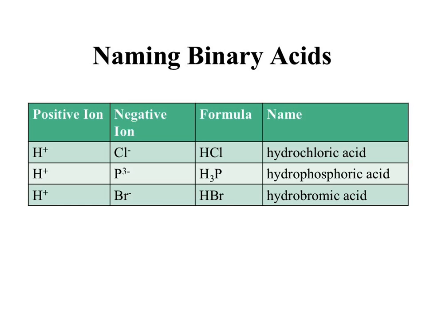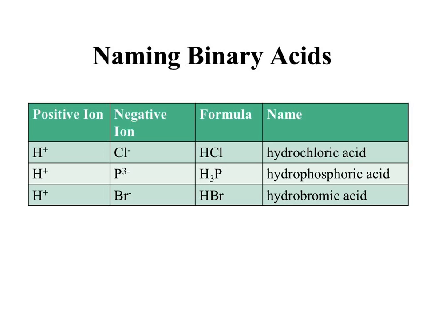So these are three binary acids. We've got the chlorine one with hydrogen, phosphorus with hydrogen, and bromine with hydrogen. The chlorine one is called hydrochloric acid. The phosphorus is hydrophosphoric acid. And the bromine one is hydrobromic acid. Do you guys see a pattern here?